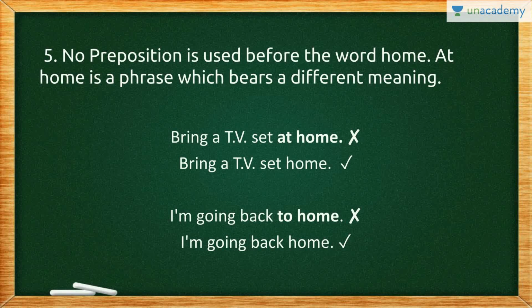Now, the next rule states that no preposition is used before the word home. At home is a phrase which bears a different meaning. Now let's look at the examples. Bring a TV set at home. Now this is not how you put the sentence. This should be bring a TV set home. Means you're bringing something to your home. When you say at home, the meaning changes entirely. Now the next sentence is I am going back to home. Once again, to becomes superfluous here. So we use I am going back home. This is the correct usage.